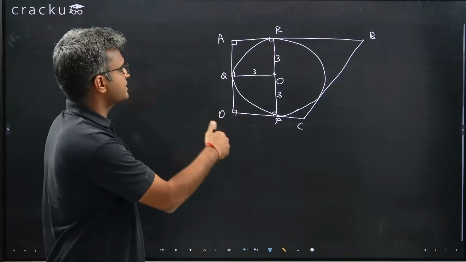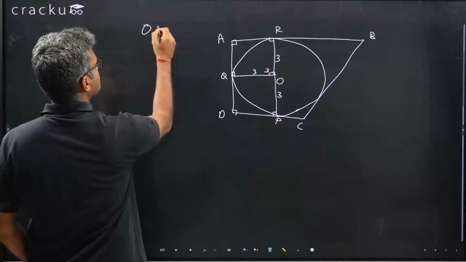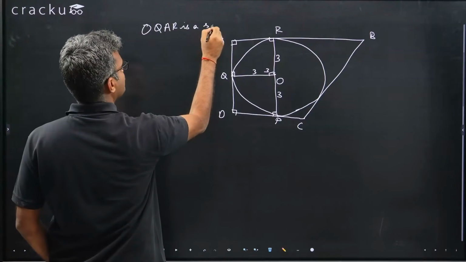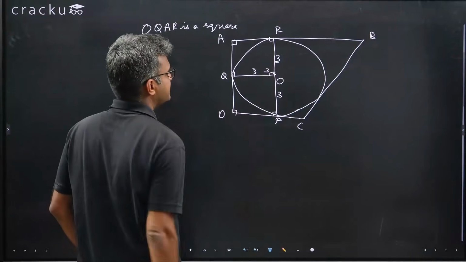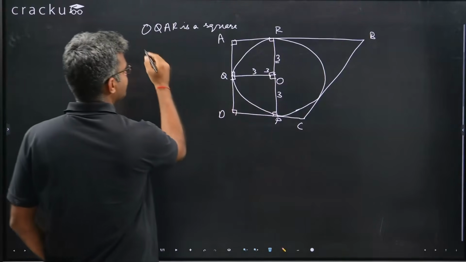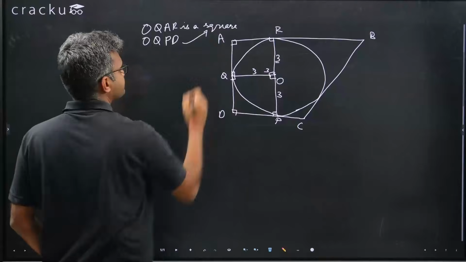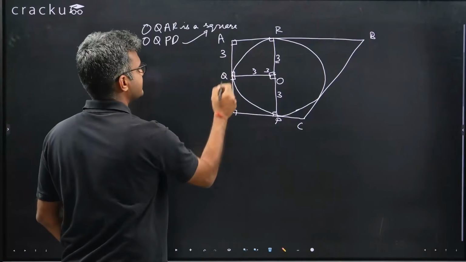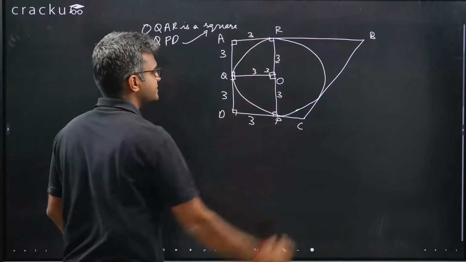Now, if you think about it, the quadrilateral OQAR is a square because all the four angles are 90 degrees and the two adjacent sides are 3 and 3. Similarly, this also will be 90, this also will be 90. Similarly, even OQPD is a square. What does this imply? This would simply imply that this is equal to 3 centimeters, this is equal to 3 centimeters, this is equal to 3 centimeters, and this is equal to 3 centimeters.